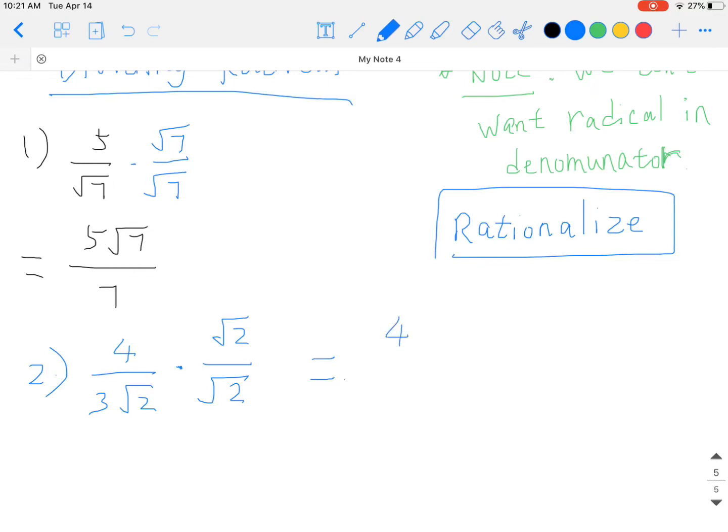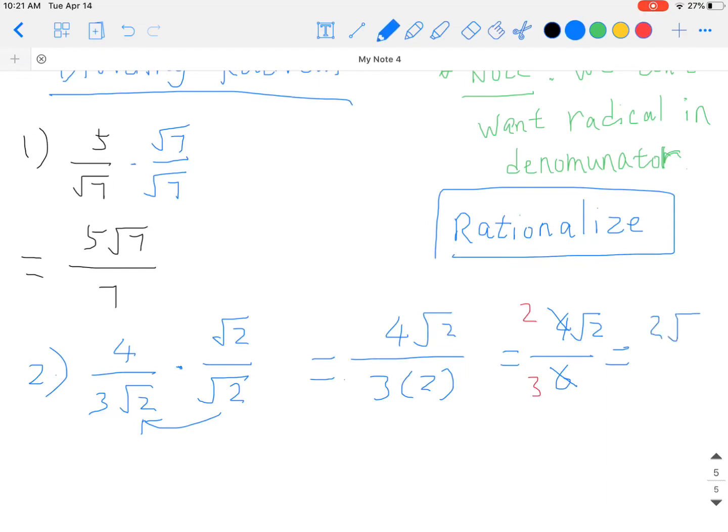This will give you 4 radical 2, and radical 2 multiplied here will become 2. So it will be 3 times 2. 4 radical 2 over 6. And we want to simplify this further. We get 6 divided by 2 is 3, 4 divided by 2 is 2. So the final answer is 2 radical 2 over 3.